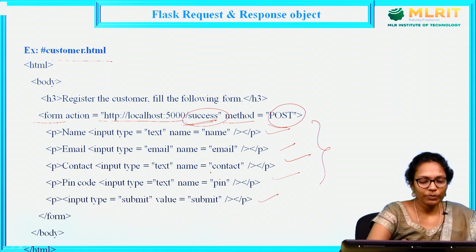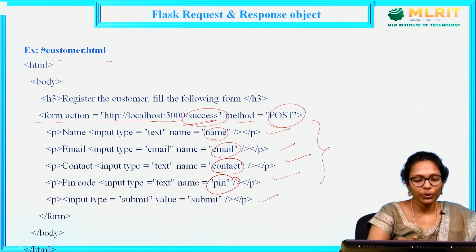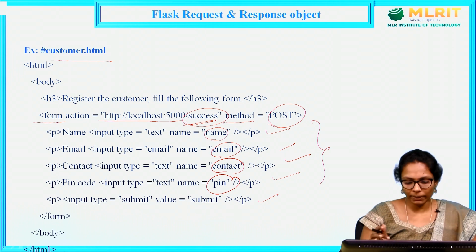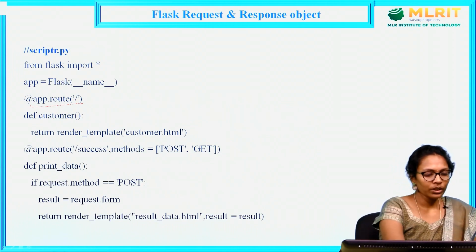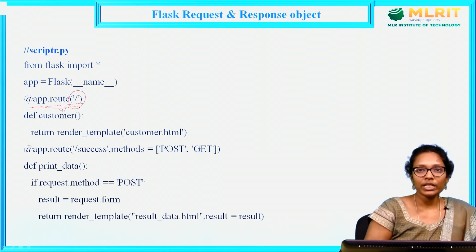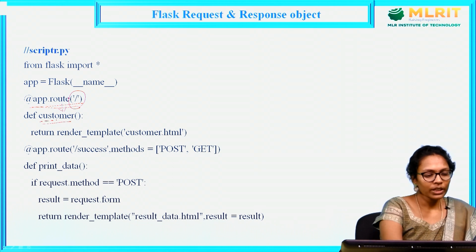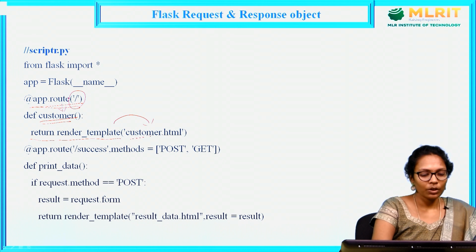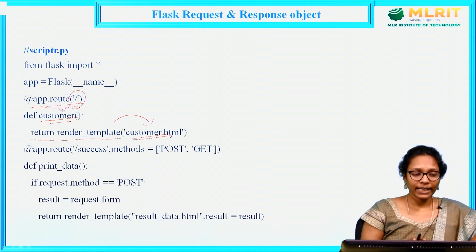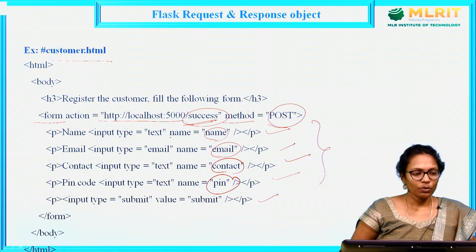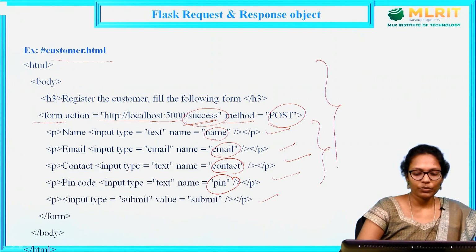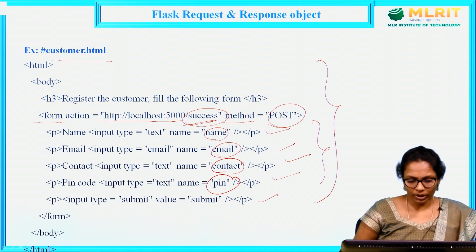For all these fields, I have given names to access these details in the backend, that is the Python application. Coming to the Python application, I have given this route. It's a normal route, and with this route the method executed is customer. It returns render_template customer.html. So if I directly execute this application, it will go directly to the customer.html page.